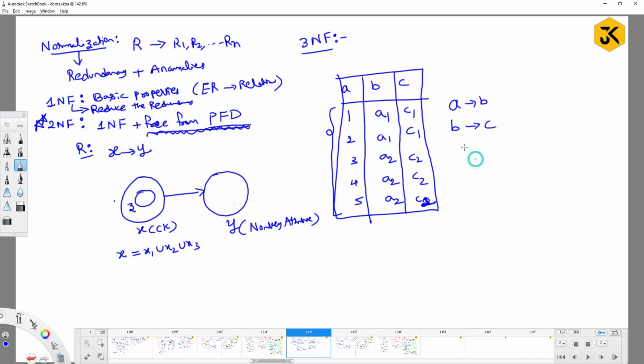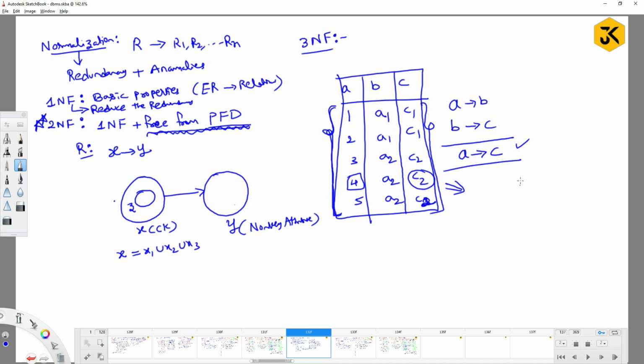But if you clearly observe, with this can I infer A determines C? Yes or no? If you take a real-time example also, as all these are unique keys, we can get the values of C uniquely. Am I right? If I give the number 4, can I get the value C2? Yes. This is the redundancy. So here also we can get some kind of redundancy.